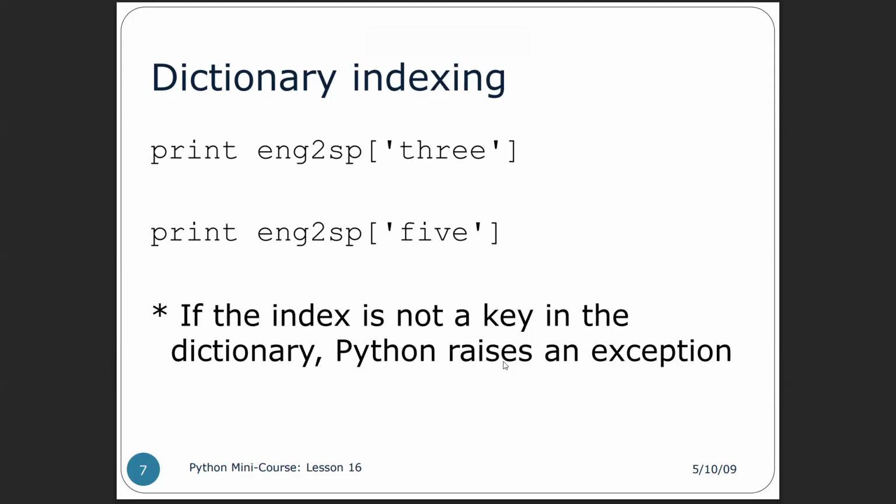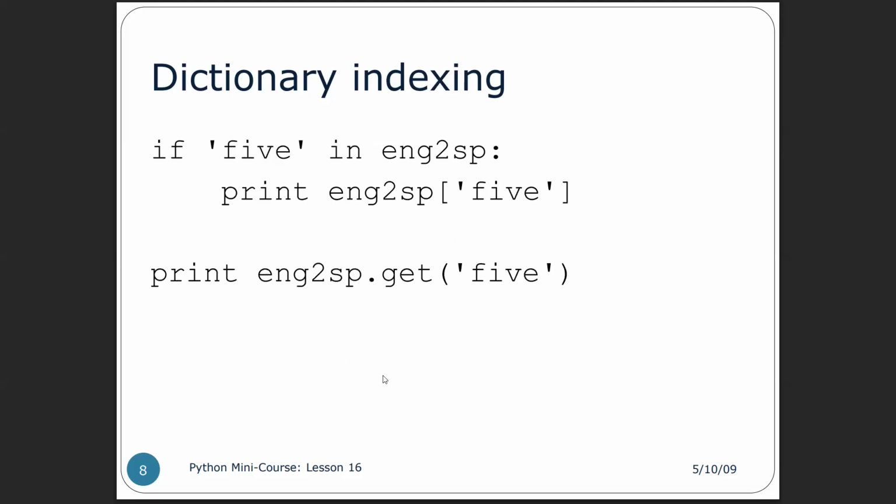By mentioning those index values, you can get the respective values associated to the key values. It means if the index is not a key in the dictionary, what will it do? It will raise an exception. It is an exception error. Why? Because the indexing value should be a key in the dictionary. If you do not have that, it will raise an exception error. Next one, dictionary indexing.